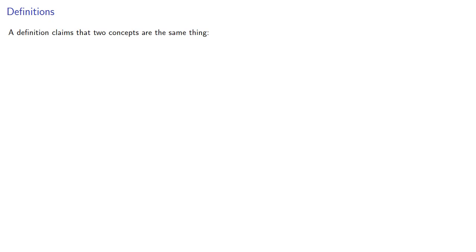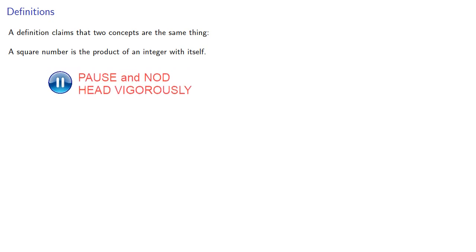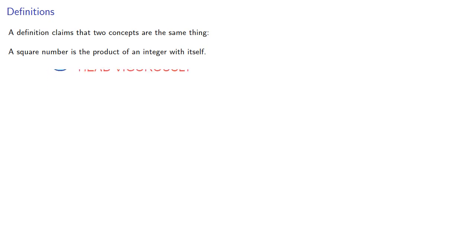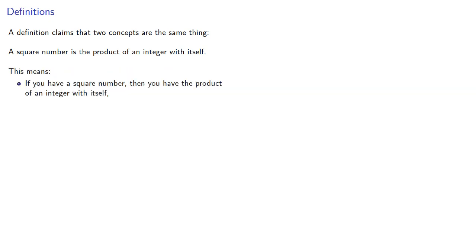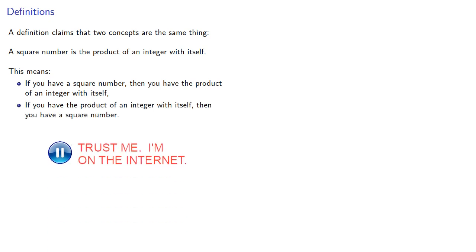same thing. For example, we have this concept of a square number, and we have this concept of a product of an integer with itself. And our definition says these two concepts are the same thing. And this means that if you have a square number, then you have the product of an integer with itself. And also, if you have the product of an integer with itself, then you have a square number.